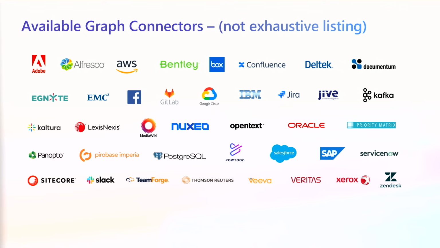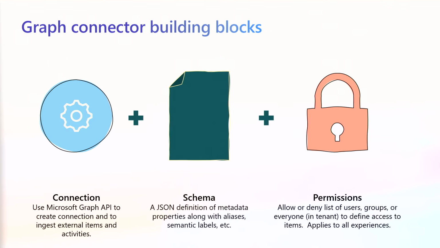Now, as we talk about these graph connectors, what actually is involved with them? There are really three building blocks for a graph connector. You're going to have a connection, a schema, and permissions that are tied to that. The connection, think about it like a logical container. This is really just telling us the name, the description, the search settings, and any other additional configurations that we need to be able to operate that.